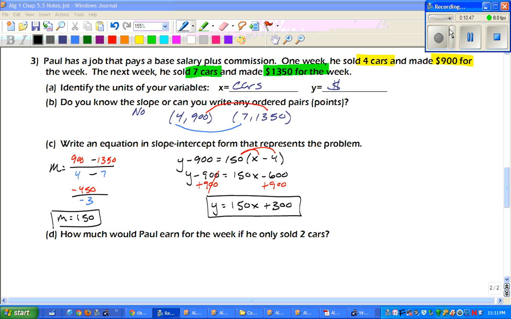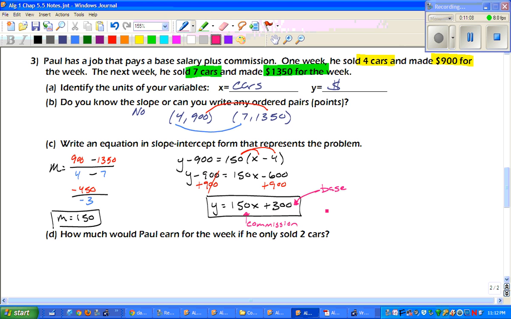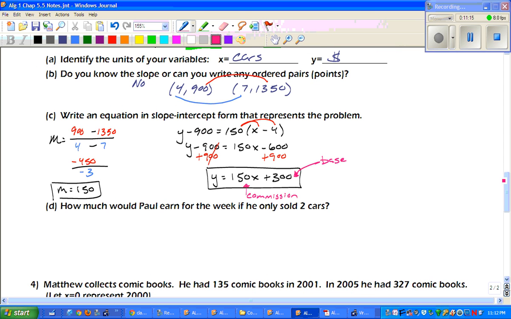Okay, now this problem is saying that Paul has a job that pays a base salary plus commission. So taking a look at some of these numbers, this 300 right here, that's his base. That's what he gets paid all the time. And then the 150 right here, that's the commission. Okay? So how much money would Paul earn for the week if he only sold 2 cars?